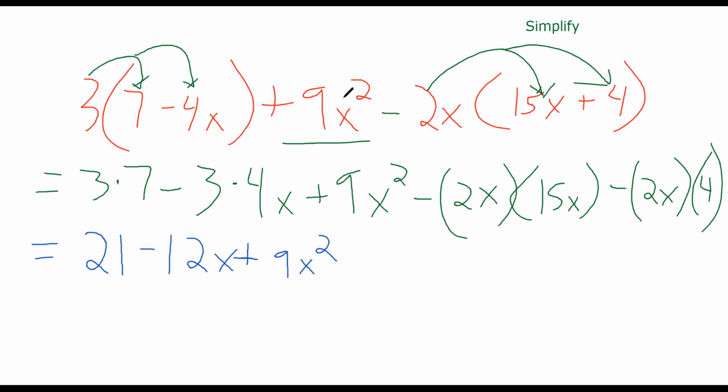Now, here's where it gets interesting. I've got minus 2x times 15x. Here's what I'm going to do. I'm saying 2 times x times 15 times yet another x. I'm going to rearrange it a little bit into a smart way. I'm going to put the numbers first, 2 times 15. Then I'm going to say times this x, this first x, times the second x there. All of that's being multiplied. I'll make that a little clearer that that's multiplication.